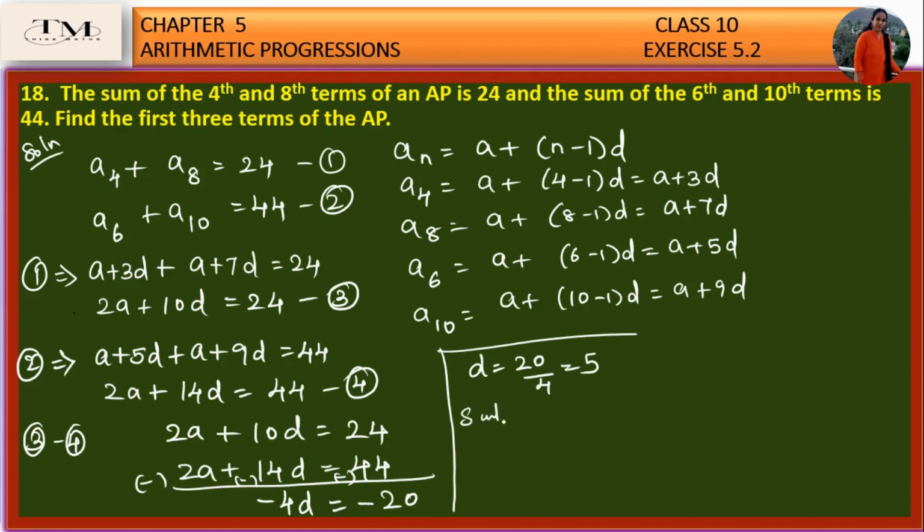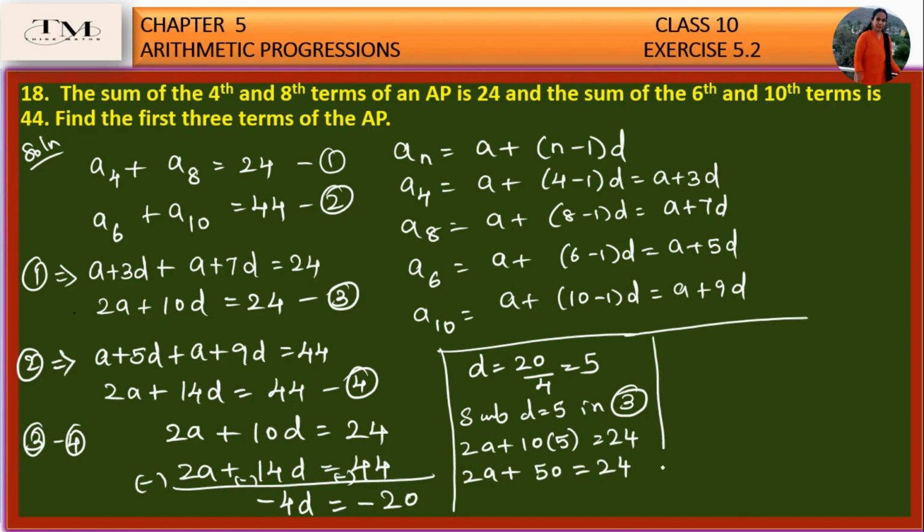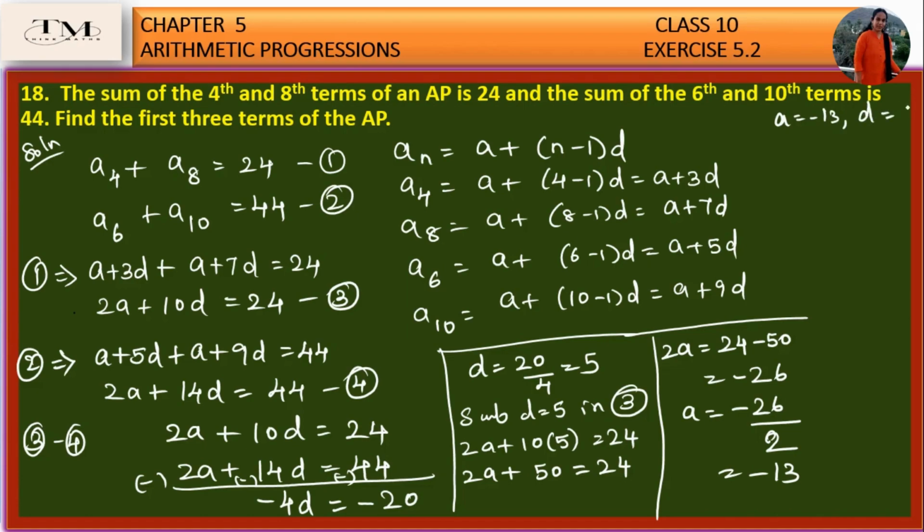So we can substitute D is equal to 5 in equation 3. So it is 2A plus 10 into 5 equal to 24. So 2A plus 10 into 5 is 50, equal to 24. So 2A will be equal to 24 minus 50. So the negative is for the bigger number, so minus 26. Then A will be equal to minus 26 divided by 2. So it will be minus 13. So we got A is equal to minus 13 and D is equal to 5.